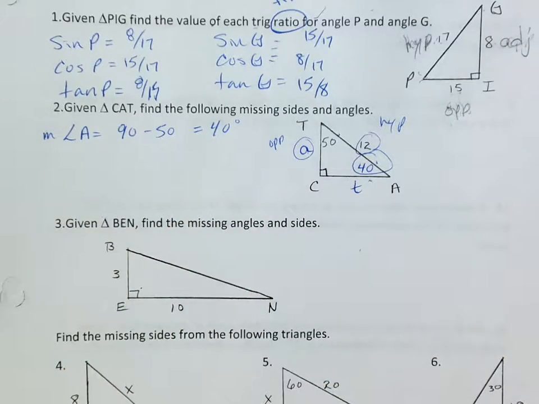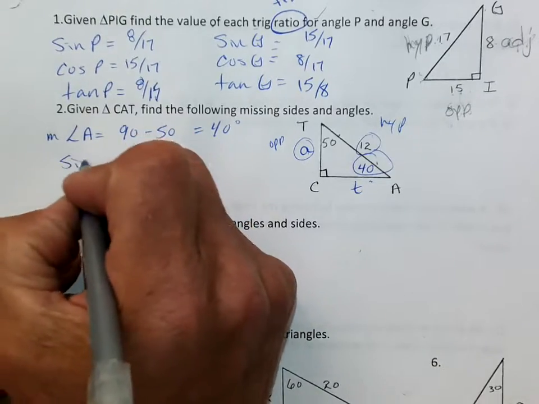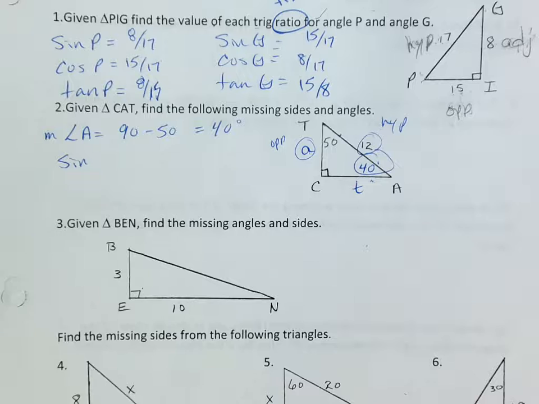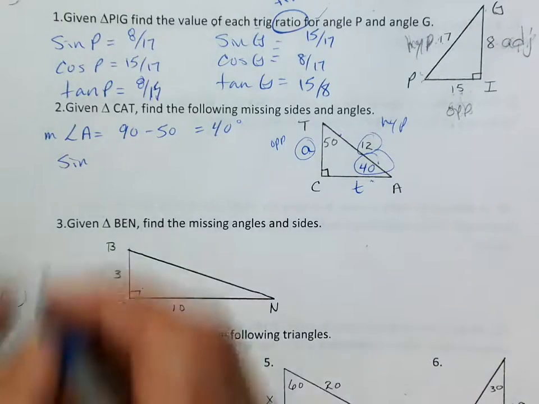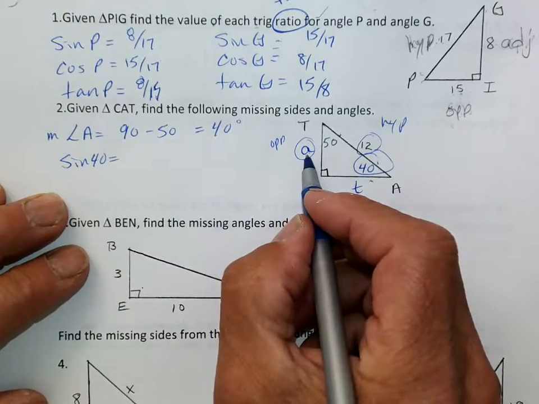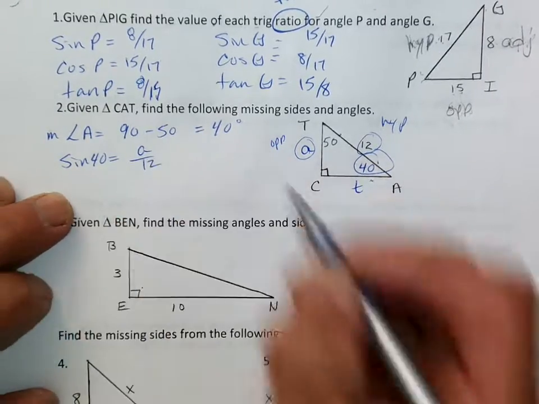So let's go for little a. Opposite over hypotenuse is going to be sine. So sine of theta, right up there. But theta means angle, and my angle is my 40. So instead of putting theta, let's put 40. Sine of my angle, sine of 40, is equal to my opposite, my little a, over my hypotenuse, which is 12.